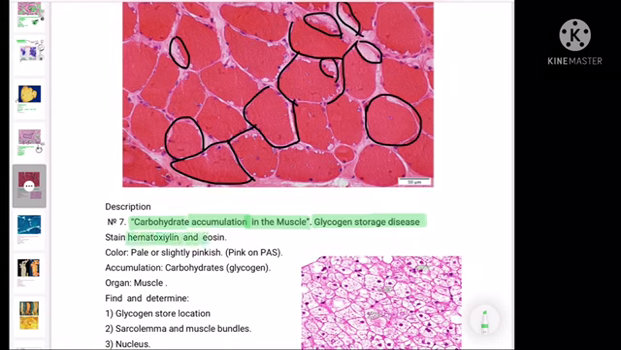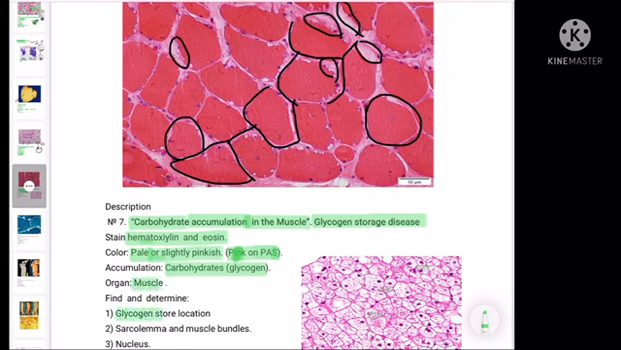The staining is hematoxylin and eosin. Color is pale or slightly pinkish, but usually pale. Pink is on PAS staining. This one is not a PAS staining. If we use a PAS staining, we can find pink depositions. On H&E, it's pale. Accumulation is carbohydrate and glycogen. Glycogen is a carbohydrate. Organ is muscle.